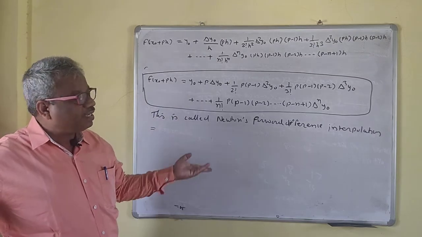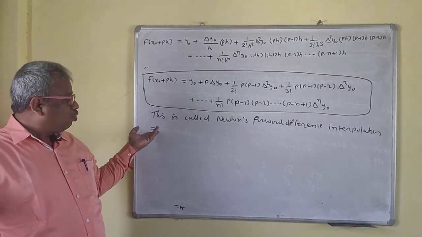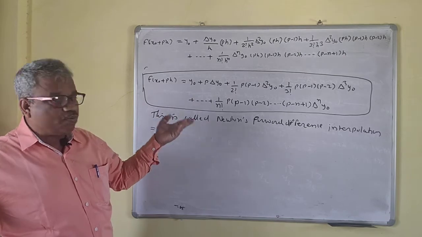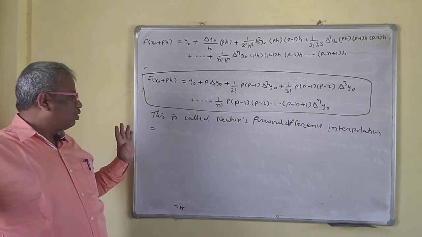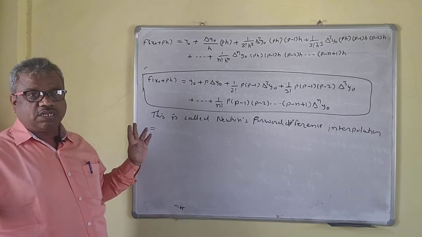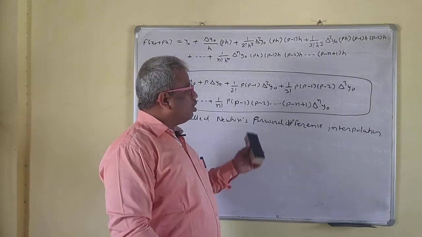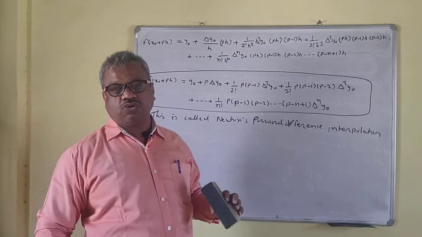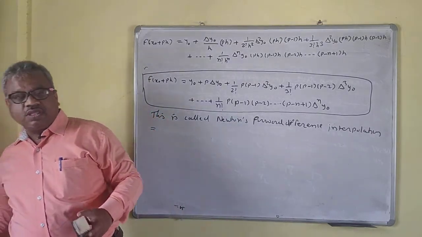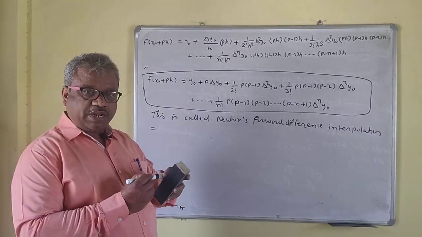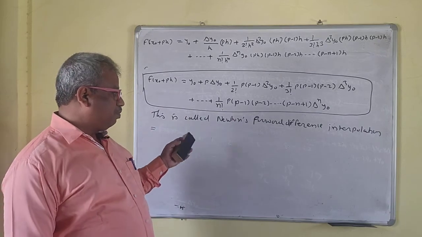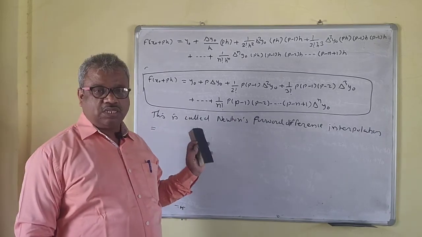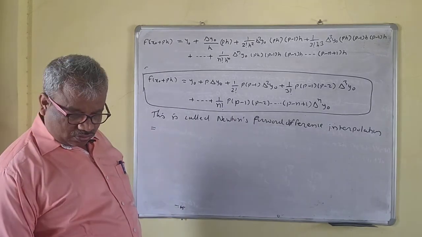Now in the next part we will see how to develop Newton's backward difference interpolation formula. Okay. So now just go through this 2 or 3 times. Independently you should write the statement and the proof of Newton's forward difference interpolation formula. Okay. So now we'll stop here.